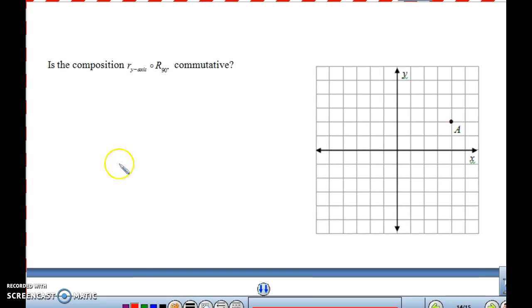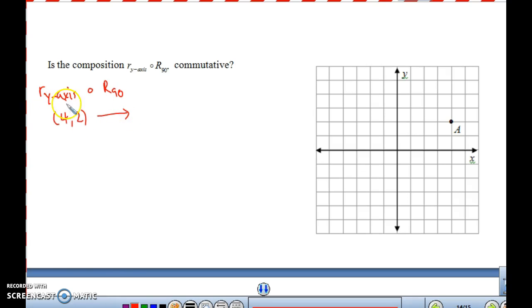All right, now let's see if this composition is commutative or not. We have reflection on the y-axis and composition with a rotation of 90 degrees. Is that commutative? All right, my point A here is at 4, 2. I want to see if this is commutative. So I have reflection on the y-axis in composition with a rotation of 90 degrees, and I want to do that on the point 4, 2.